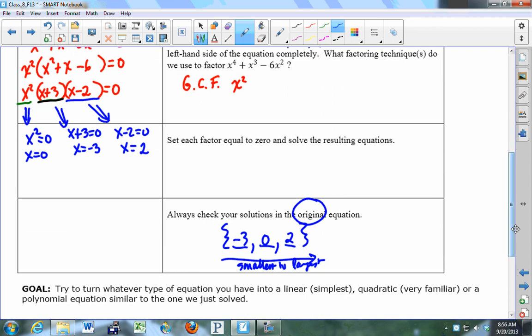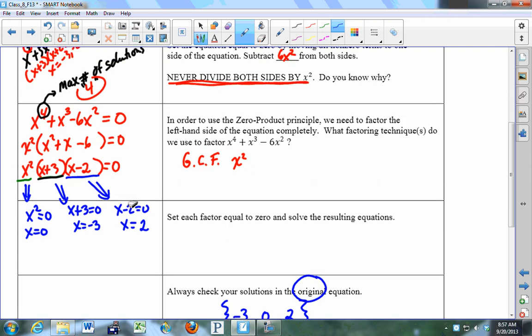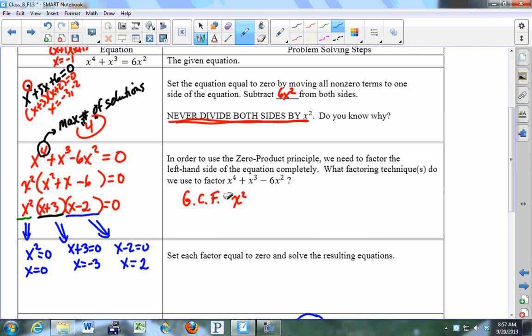So our goal when we have polynomial equations is to try to turn our equation into the simplest possible. Notice we turned our equation into a little baby quadratic called x squared is 0, and then two baby linear equations, so we knew how to solve it. But you never would have gotten here if you don't remember your greatest common factor. That's the key.